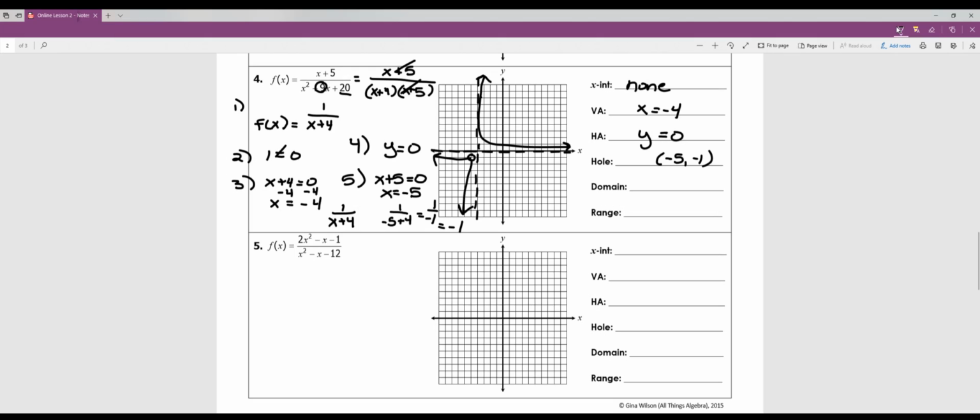So domain, remember our x values. X cannot exist at negative 4 because that's where our vertical asymptote is. And our range, y, cannot exist at, sorry, no, at 0 because that's our horizontal asymptote. Okay, so I have my domain and my range. That concludes number 4. All right, let's move on to number 5. Remember, step 1 is to simplify.